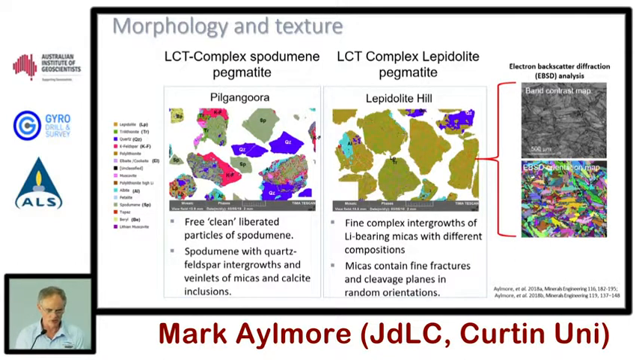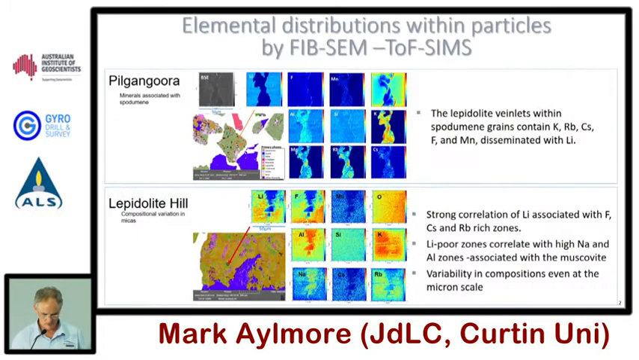Fine textures, and we can use electron backscatter diffraction to look at the texture in terms of the orientation, contrast, and show cleavage and random orientations.